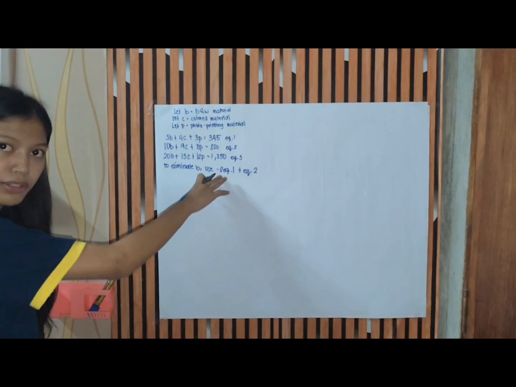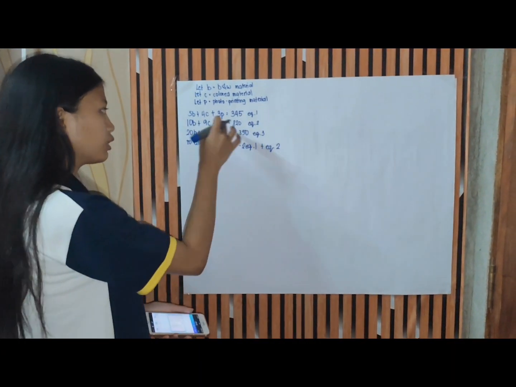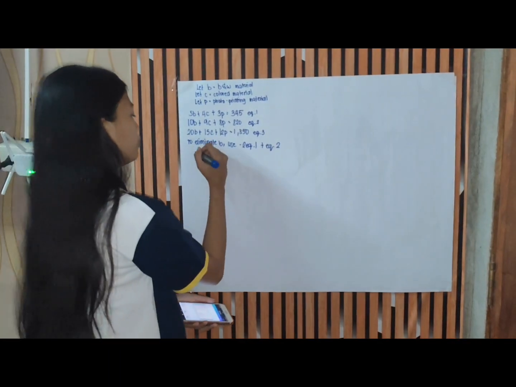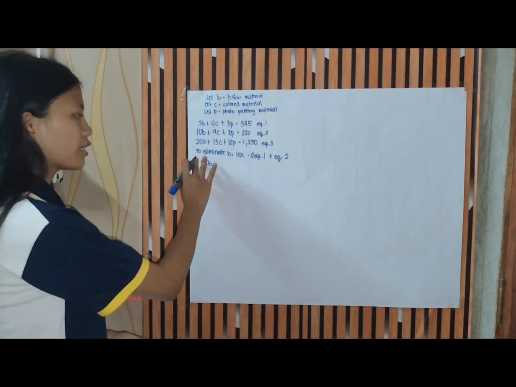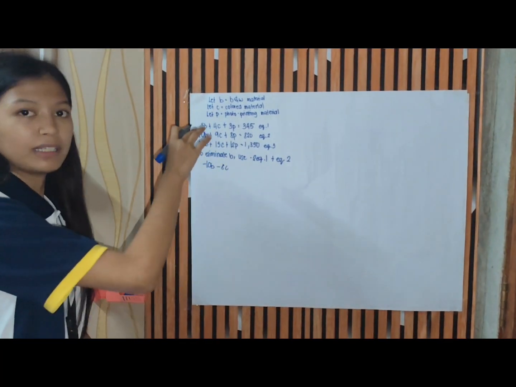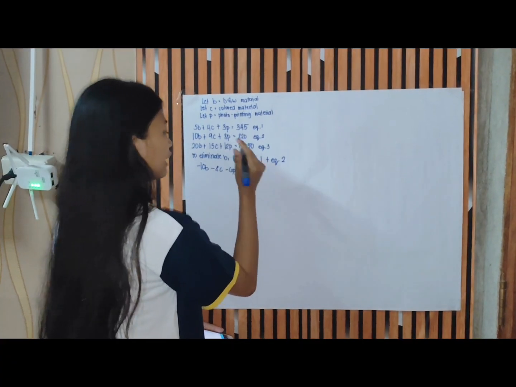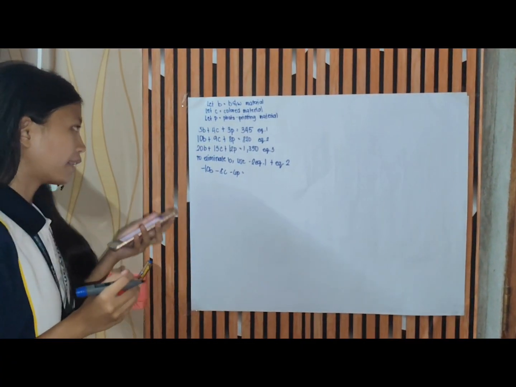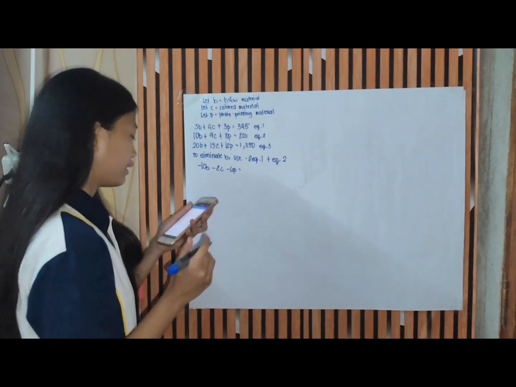So again, distribute the -2 into our equation number 1. -2 multiplied by 5B is equal to -10B. Then -2 multiplied by 4C is -8C. And then -2 multiplied by 3P is -6P. And 345 multiplied by -2 is -690.